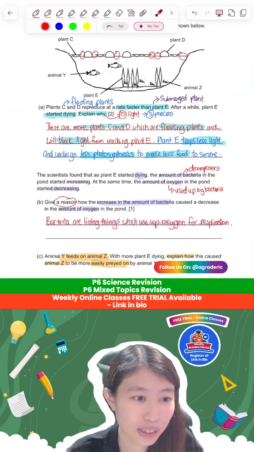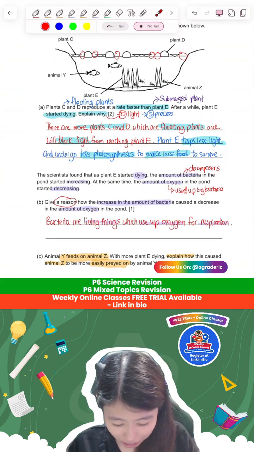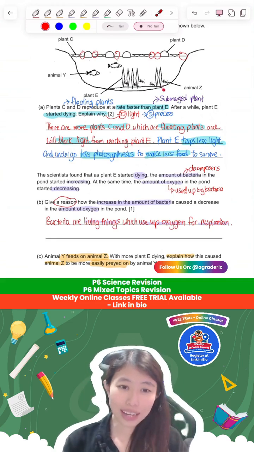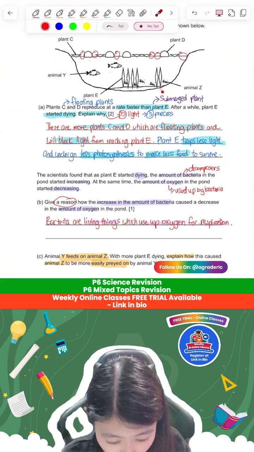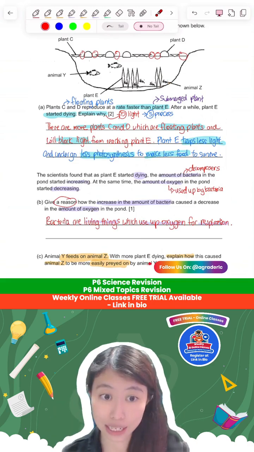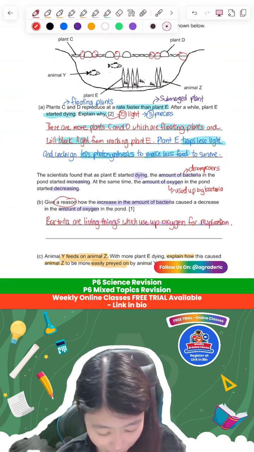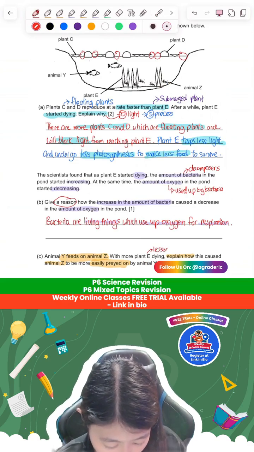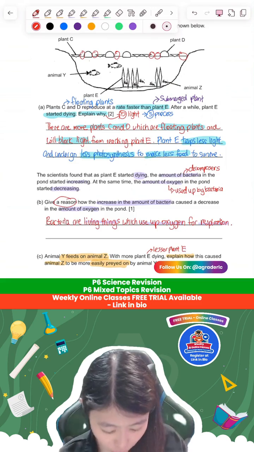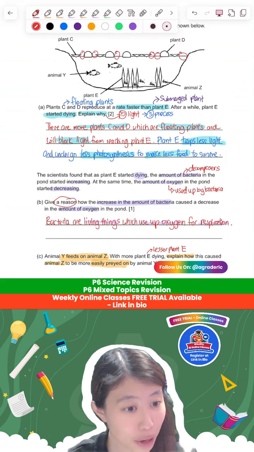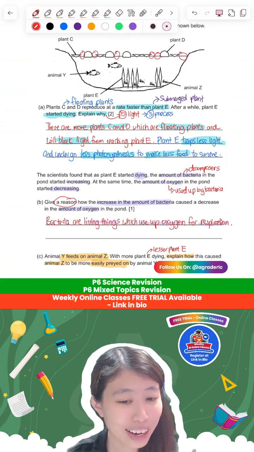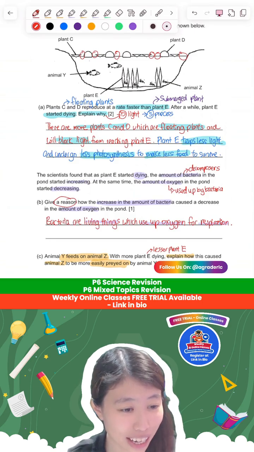Does anyone know? Animal Z? Why does having lesser plant E, with more plant E dying meaning there will be lesser E, right? Lesser plant E. How come it will affect animal Z getting preyed on? Oh, Shafwan, you got the idea there. You got the idea there.